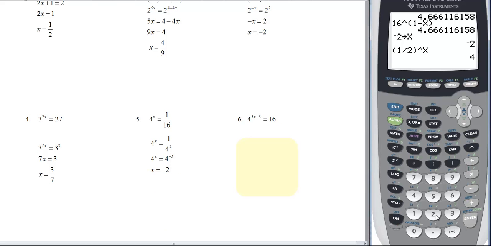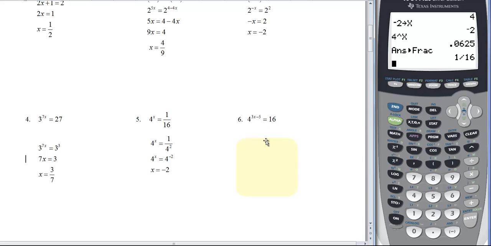Let's try this one. Negative 2, storing for x, 4 raised to the x. That gives me that. Let's go frac it. There's my 1/16. This one, well, we already played with 4 here. This will be 4 squared. Set your exponents equal to one another and solve.